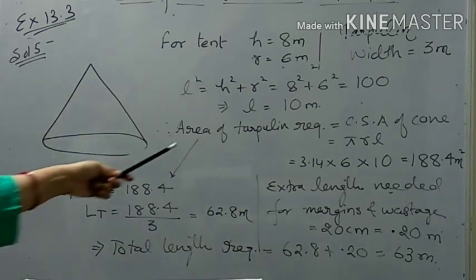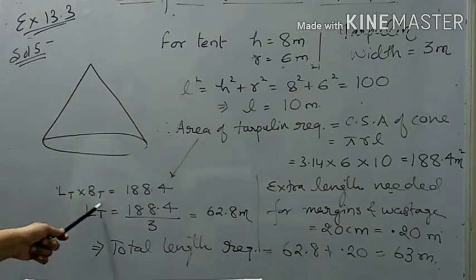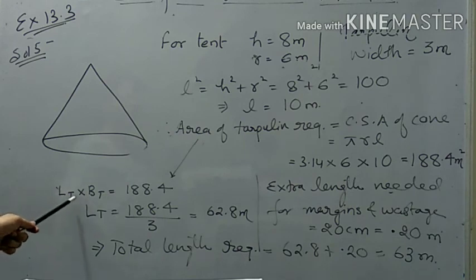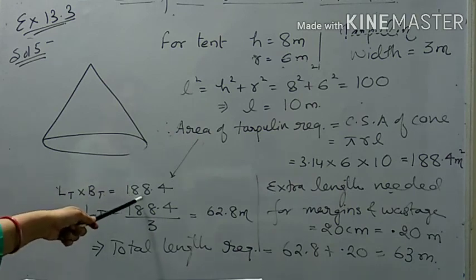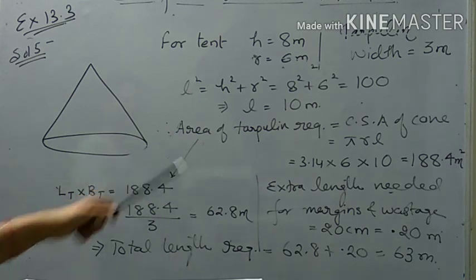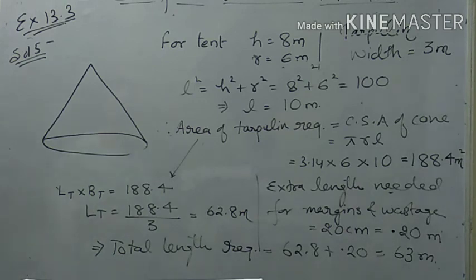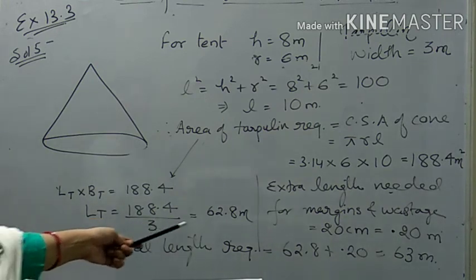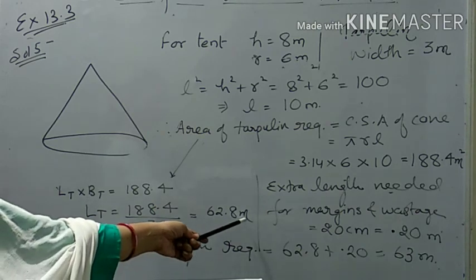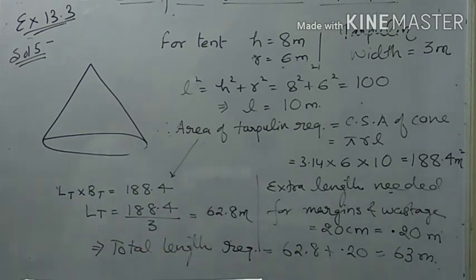Now, what is the area of a rectangle? It is the length into breadth. है ना? So, length of the tarpaulin into breadth of the tarpaulin should be equal to 188.4. And width is equal to 3 meter. Thus, length required will be 188.4 upon 3, which is equal to 62.8 meter.